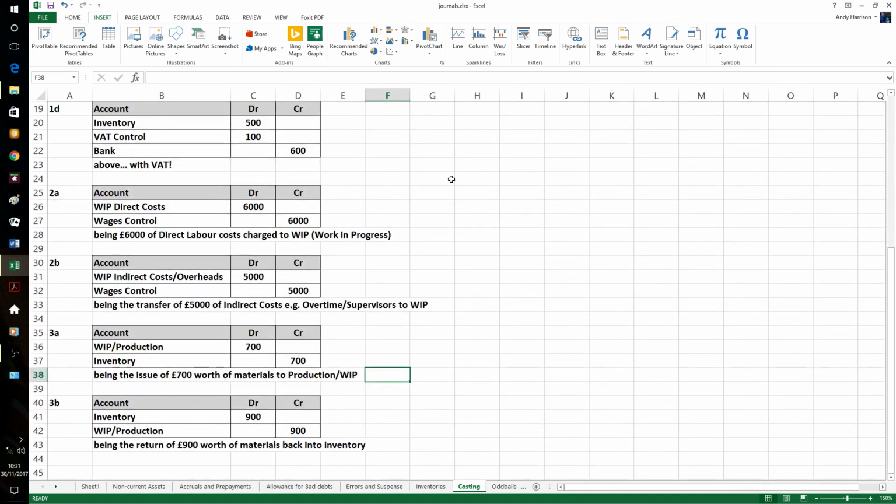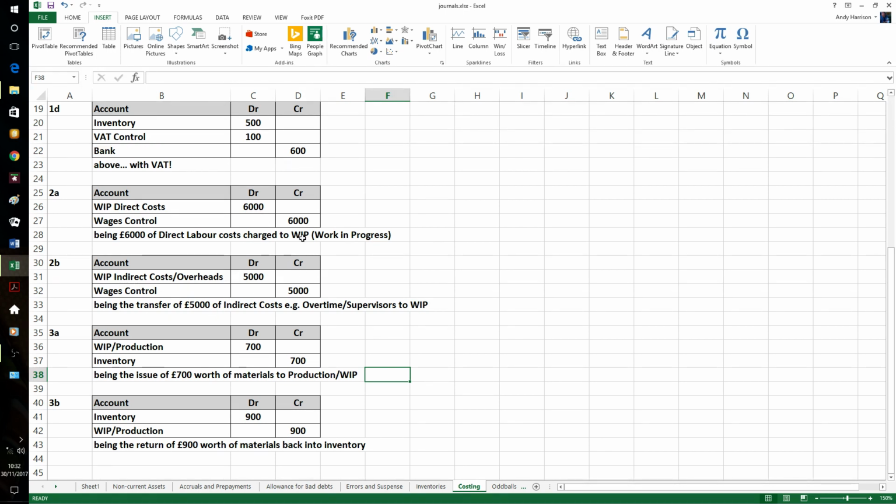Labour costs don't normally cause a problem. This is wages control, of course, is credit, so we've worked out how much labour has been spent in the week or the month, so credit the wages control account, and then we can transfer that into our direct costs department as an expense, and then add it to the cost of sales.